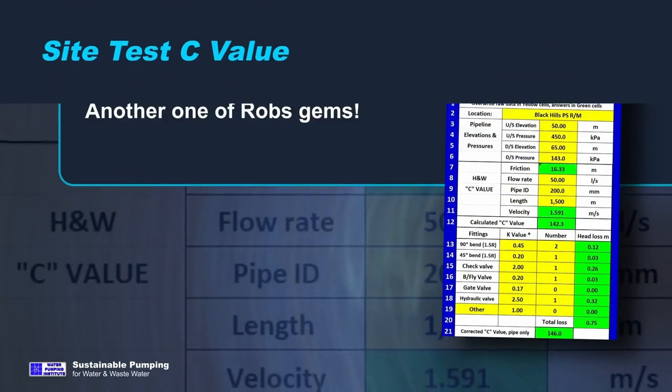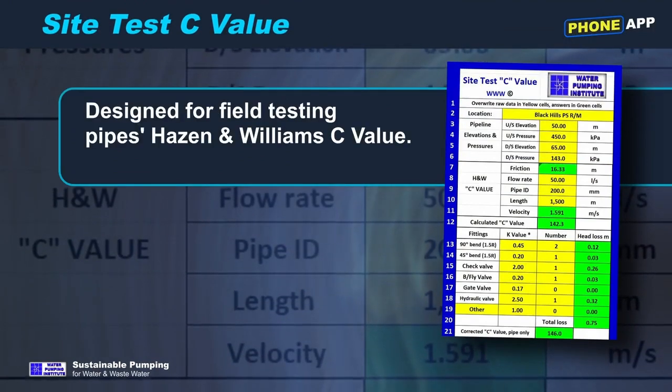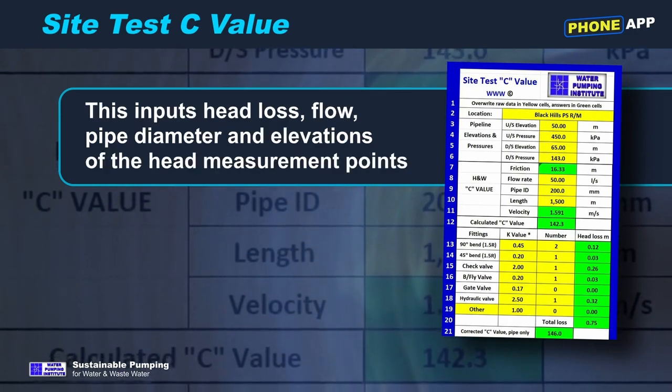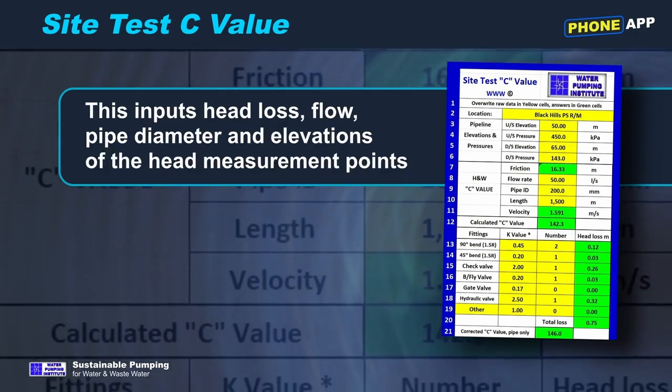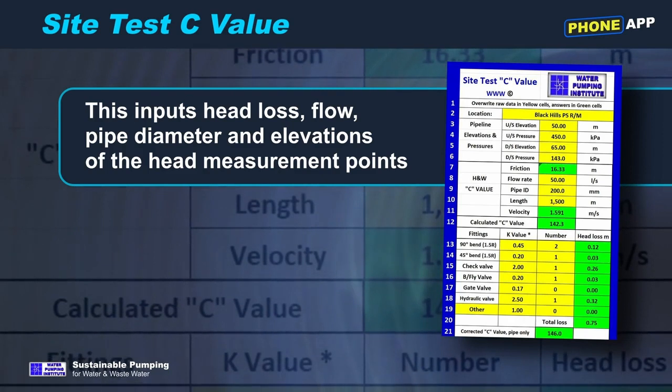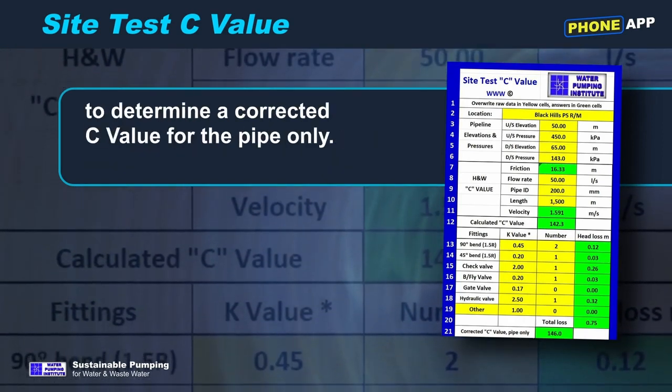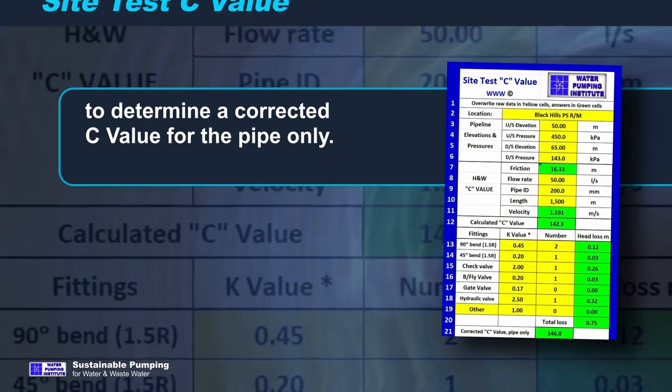The Site Test C-value is another one of Rob's gems, which he designed for field testing pipes Hazen and Williams C-value. This inputs head loss, flow, pipe diameter, and elevations of the head measurement points, then compensates for fittings and valves in the pipe to determine a corrected C-value for the pipe only.